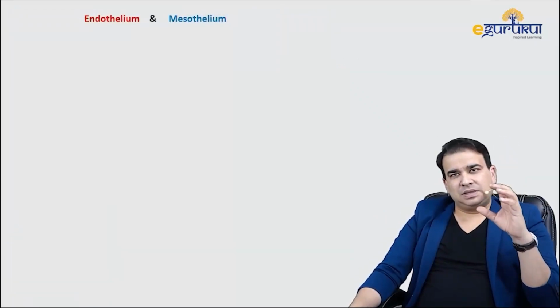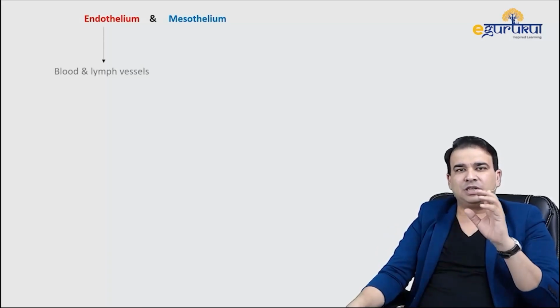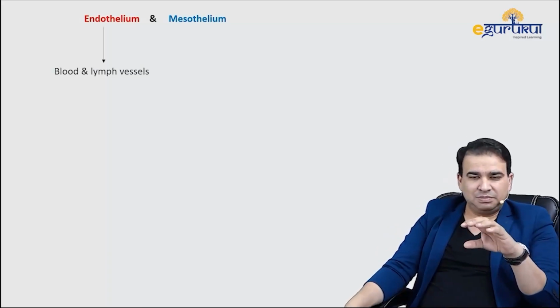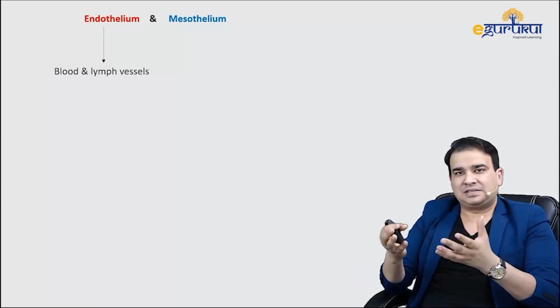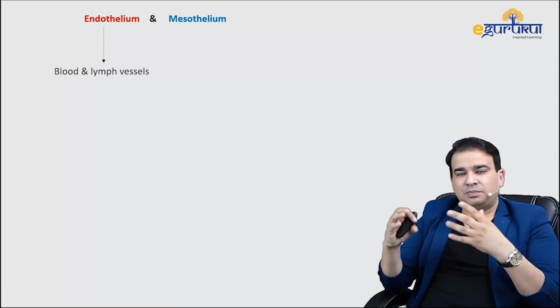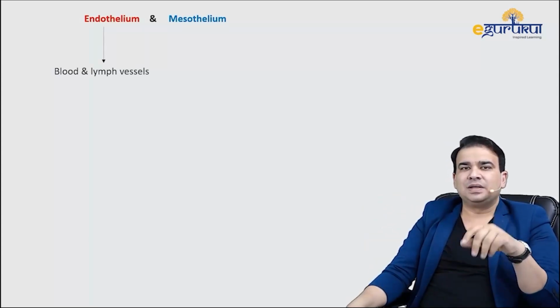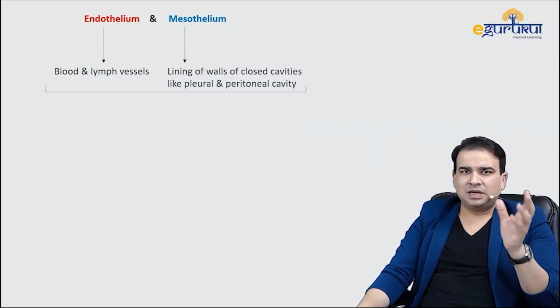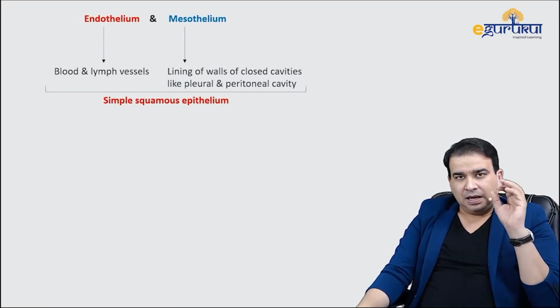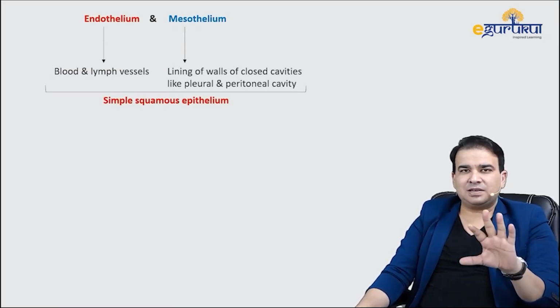So next we will talk about the endothelium and the mesothelium. While talking about the epithelium, we have all heard of these two terms. The endothelium is the lining epithelium present inside the blood vessels or the lymphatic vessels. But the mesothelium is the squamous layer covering closed cavities, like the peritoneal cavity or the pleural cavity. That epithelium is given a special name, mesothelium. Now, be it endothelium or mesothelium, they are all simple squamous epithelium only.